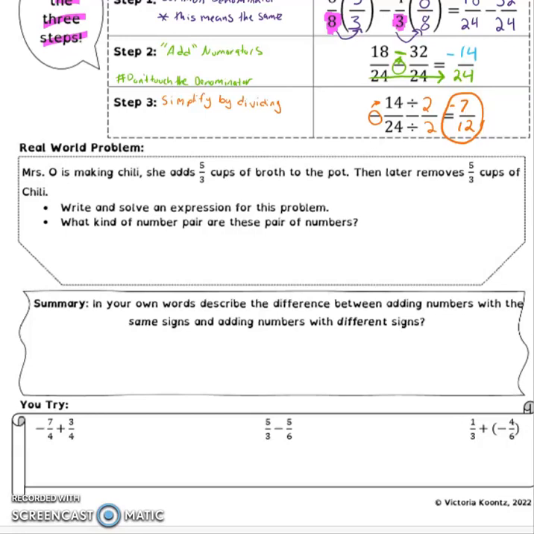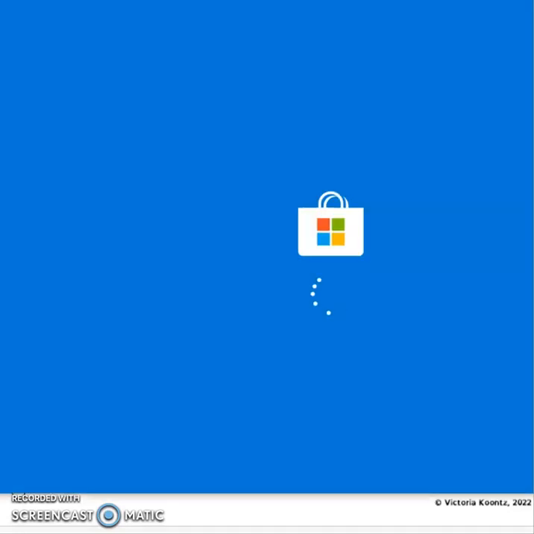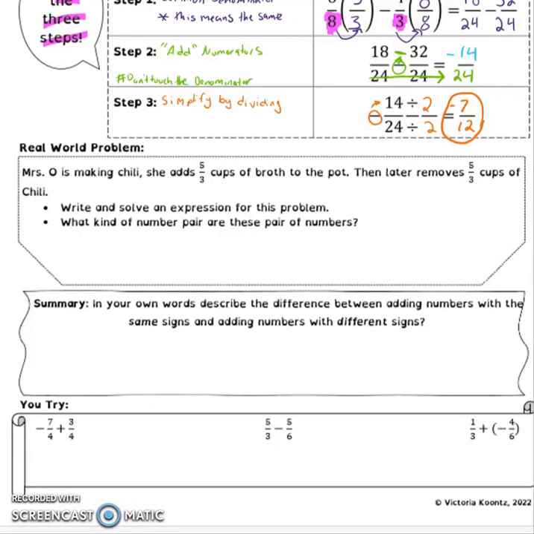Okay, so first she's going to add, all these things keep opening, I'm so sorry. First she's going to add 5 over 3. But then she removes, and removes is like taking away, so that's minus.